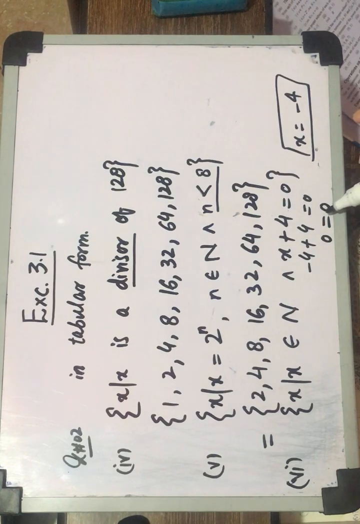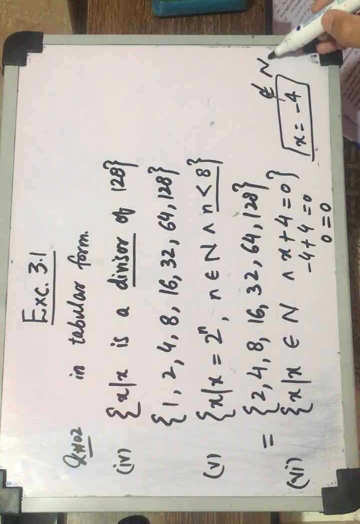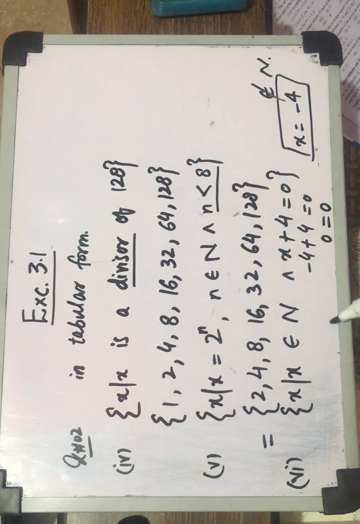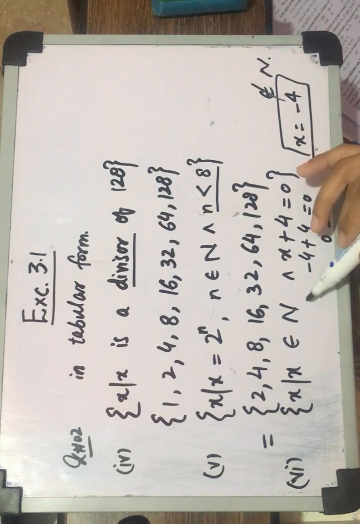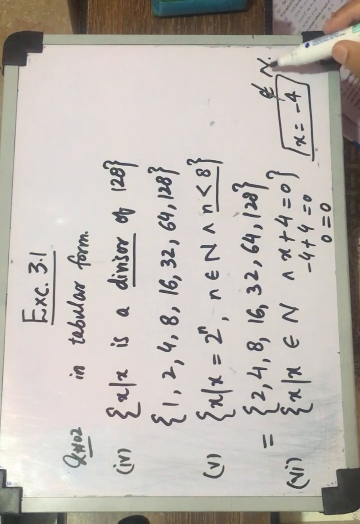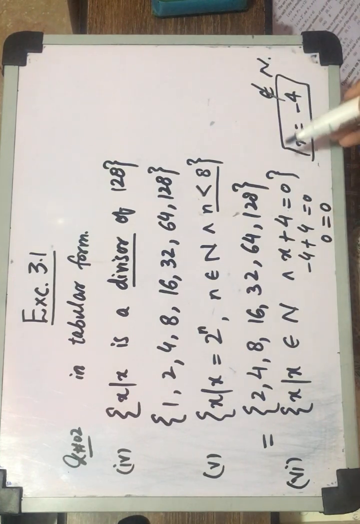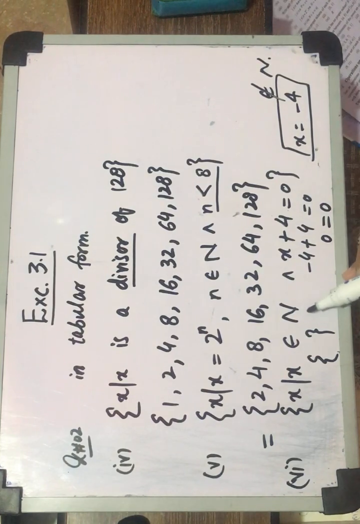But the problem is that x is equal to -4 does not belong to N. Why does it not belong to N? Because natural numbers start from 1, 2, 3, 4, 5 and so on. It does not contain any negative number, so -4 does not belong to N and hence its tabular form is an empty set. So there is no solution set. If we have no solution set for the natural numbers in this equation, then the set will be an empty set.